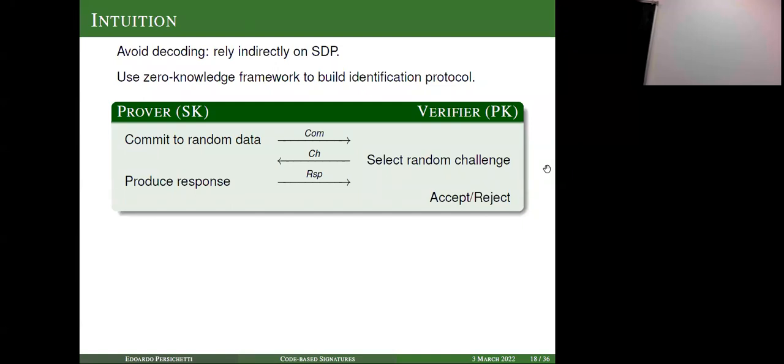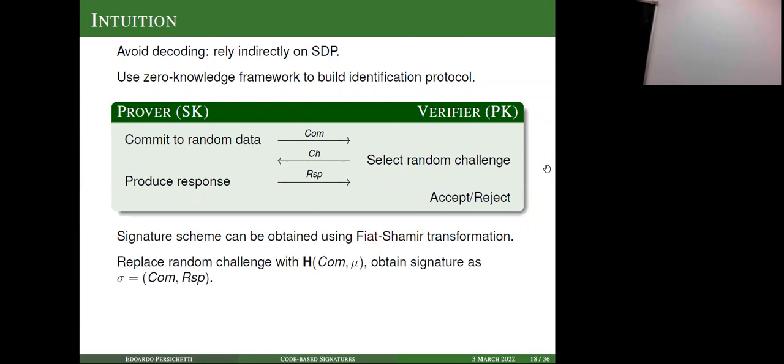The idea is, of course, an interactive protocol between a prover and a verifier, but then you can turn it into a signature using this fantastic Fiat-Shamir transformation. Fiat and Shamir proved that if you take an identification protocol that is impersonation secure, meaning no one can pretend to know the secret, then you can turn it into a signature scheme. You just have to replace the challenge with a hash of your commitment and message, right? And so this becomes non-interactive.